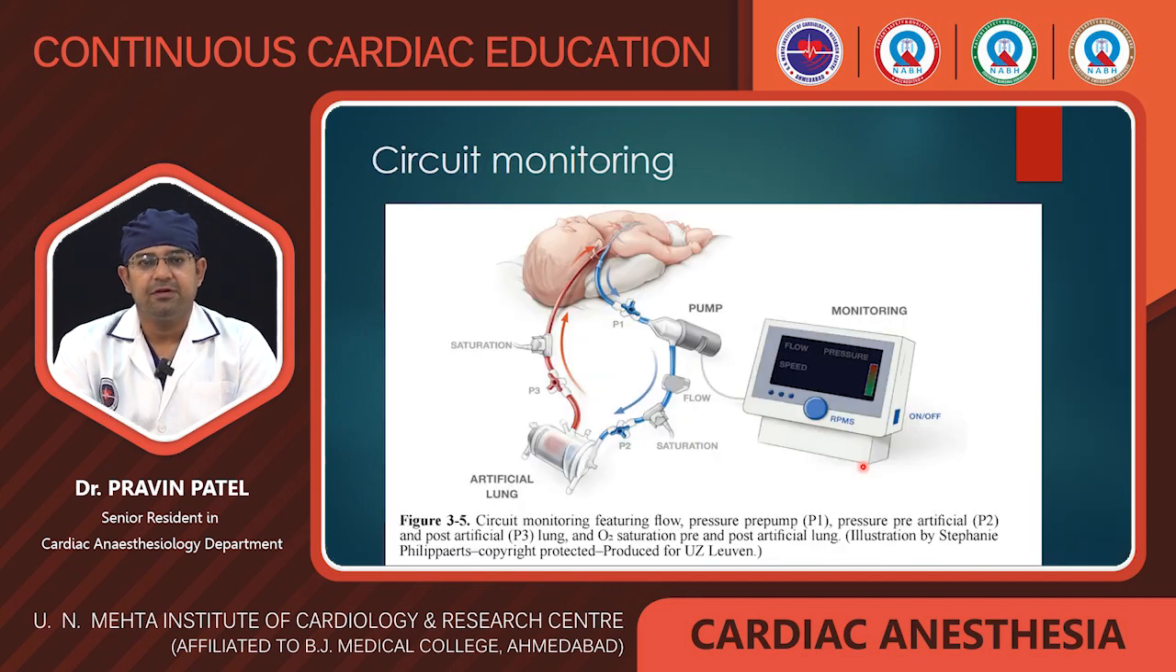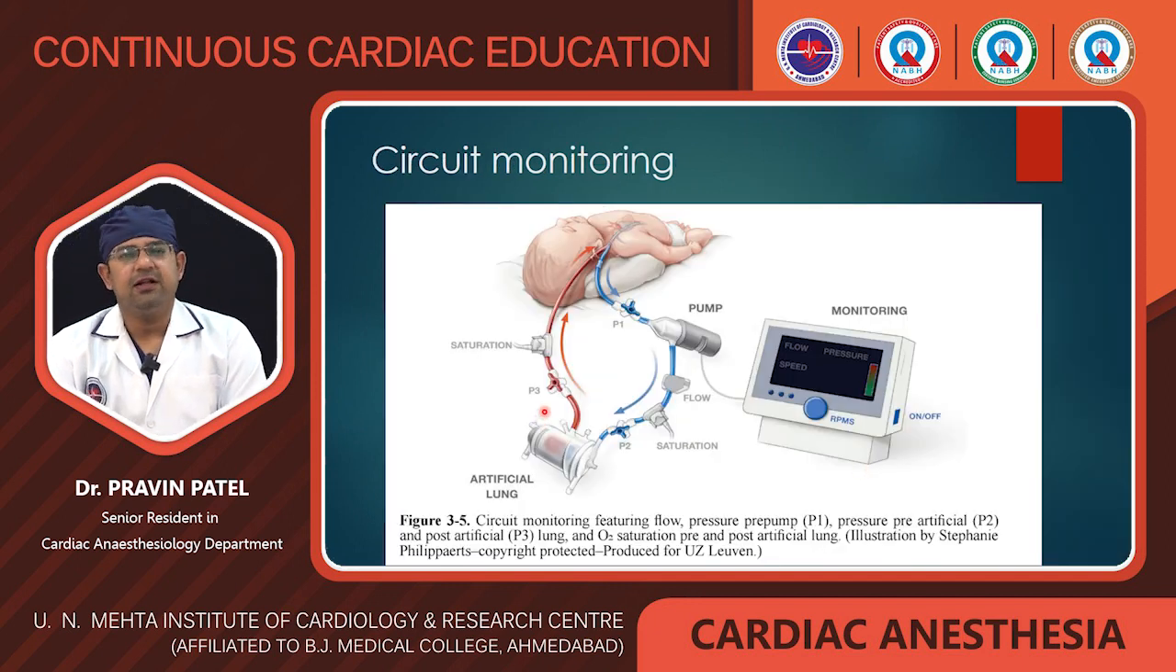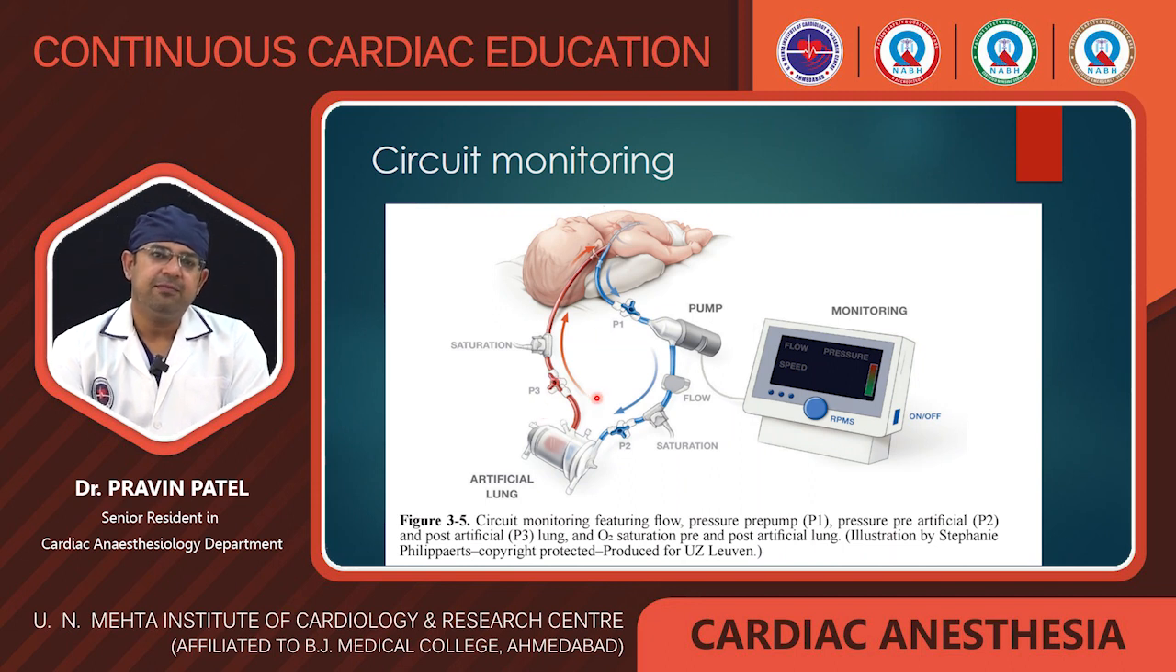Now comes the circuit monitoring. Whatever we have seen are the basic and important parts of the ECMO. Circuit monitoring is also very important, because the operator has to monitor the ECMO and the pressure of the circuits constantly. The P1 in the diagram is the pressure present before the pump. This pressure should be less than 100 millimeter of mercury. If the pressure increases more than that, there is always a chance of chattering.